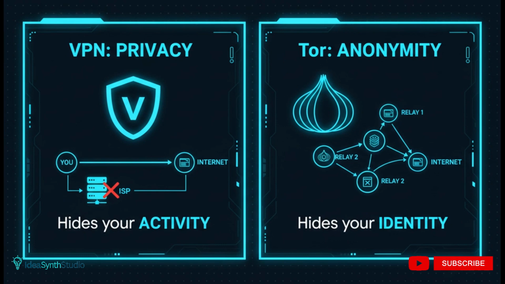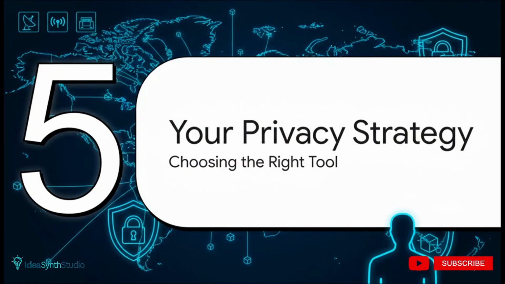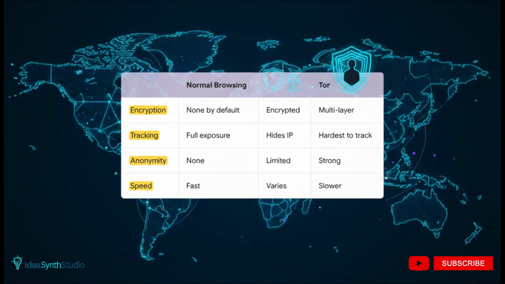And this is probably the most important distinction we'll make today. A VPN is for privacy. It's designed to hide what you're doing. Tor, on the other hand, is for anonymity. It's designed to hide who you are. That's a huge difference. So we've got our 3 approaches, normal browsing, a VPN, and Tor. The big question now is, which one do you use and when? This is where it's all about building a strategy. Let's just break it down.